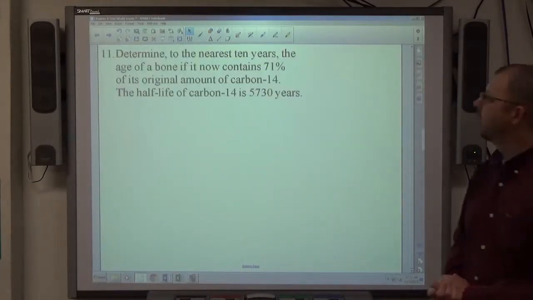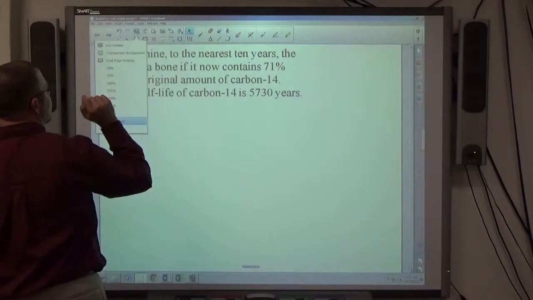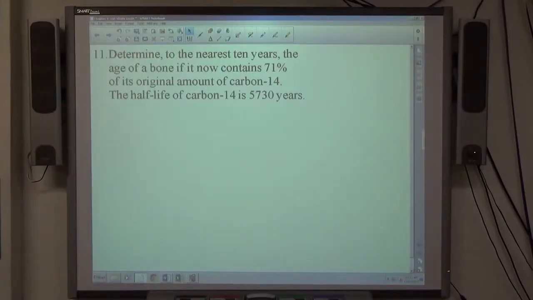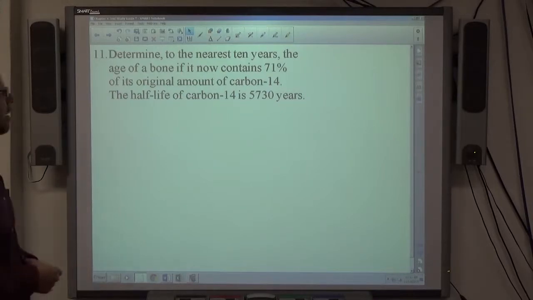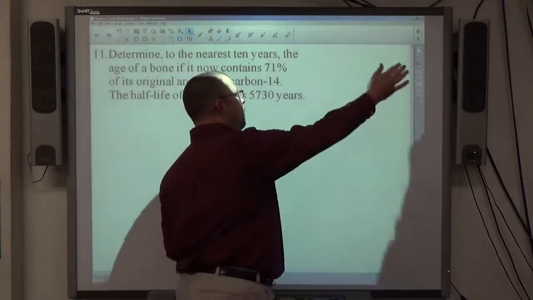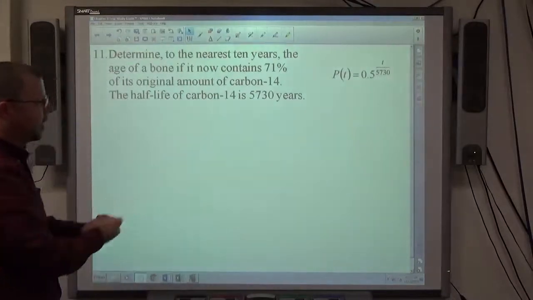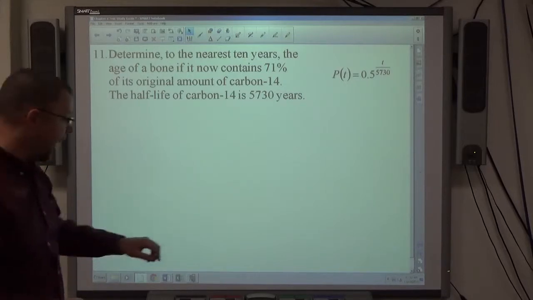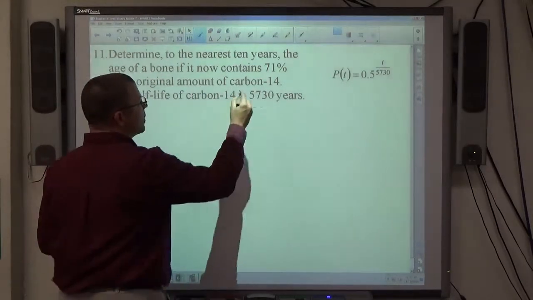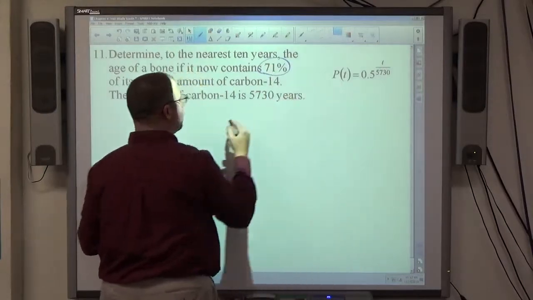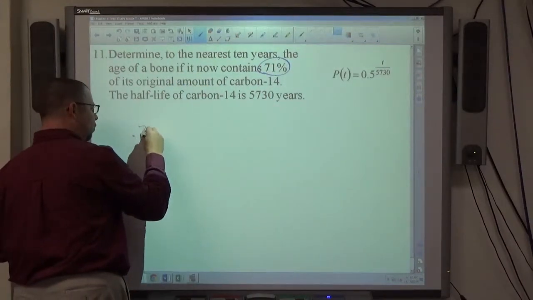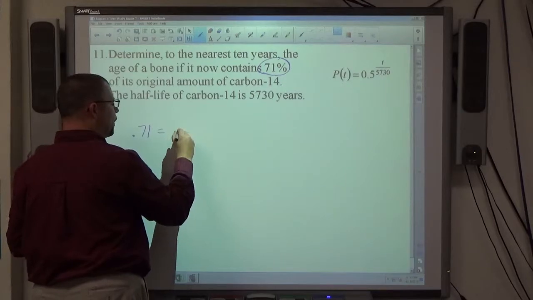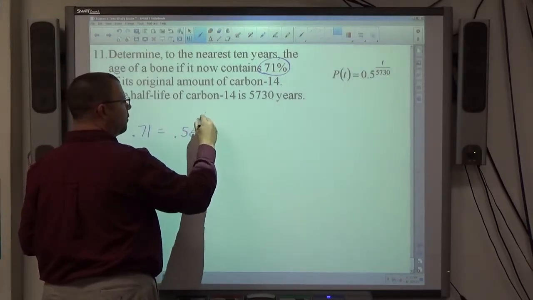Number 11. Determine in the nearest 10 years the age of a bone if it now contains 71% of its original amount of carbon-14. The half-life of carbon-14 is 5,730 years. So we have the half-life formula on our sheet. It's right there. P of t is the percentage as a decimal, and t is the number of years that have passed. So if it contains 71%, that's p of t, so we're going to go 0.71 equals 0.5 e to the t over 5730.